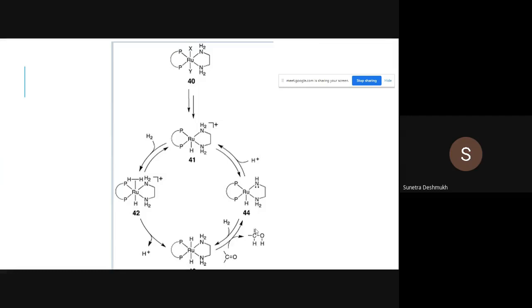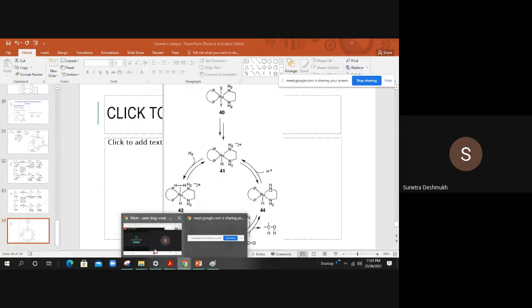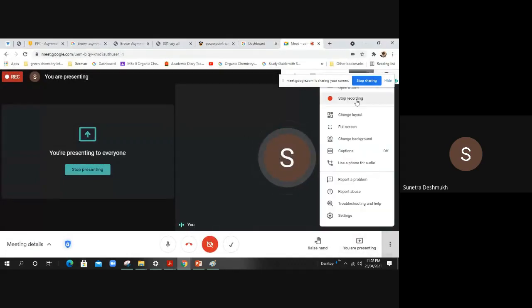These two hydrogens attached to the ruthenium will transfer: one hydrogen to the carbon, one hydrogen to the oxygen. Then again we add one H2 molecule. From here we get the final molecule, and again the regeneration of the catalyst, H plus, and finally this catalytic cycle will continue on and on. In this way, we can use different catalysts like rhodium for the asymmetric hydrogenation of ketones, alkenes, and amides also.